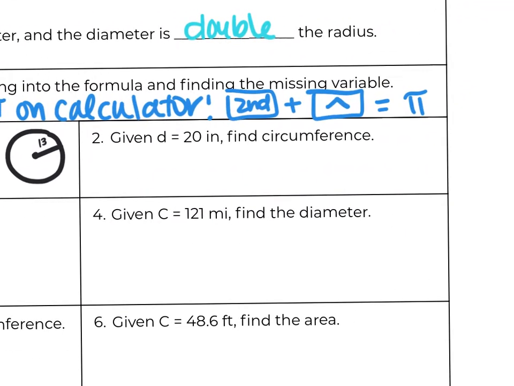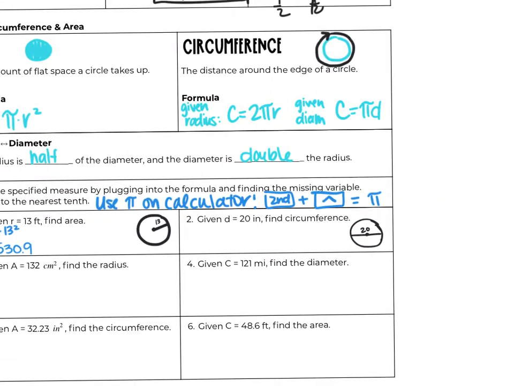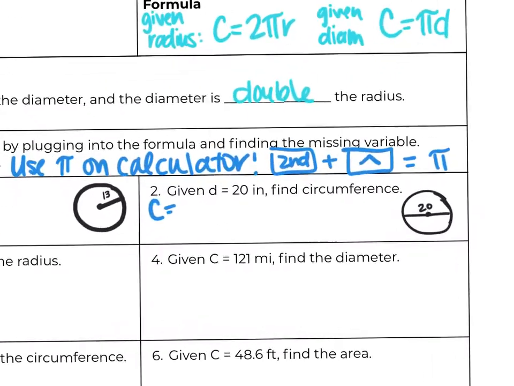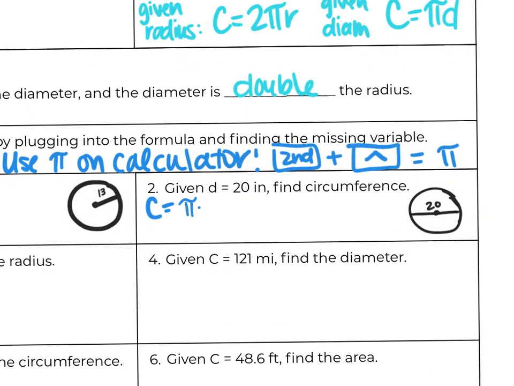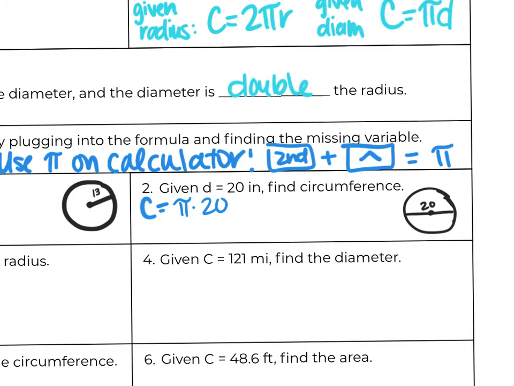Okay, 2 is essentially the same thing, but they did give us the diameter. So on a circle, that's going to look like this. And it says find circumference. Circumference is the one that has 2 formulas, but since they gave us diameter, I want to use this one. So C equals pi times, instead of D, I'm going to put 20. So 20 times pi is just going to be a circumference of approximately 62.8.